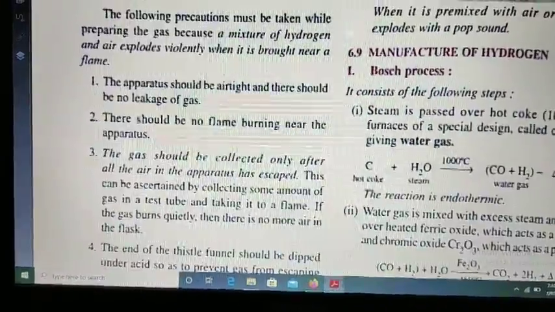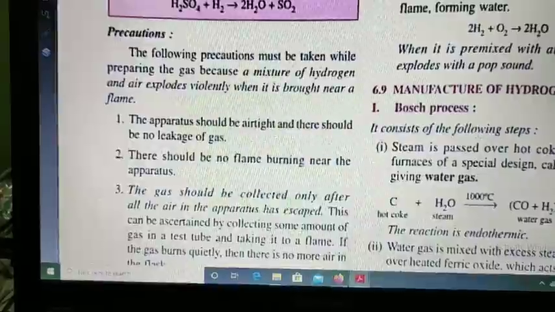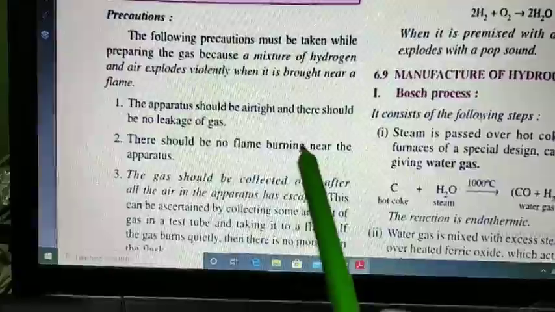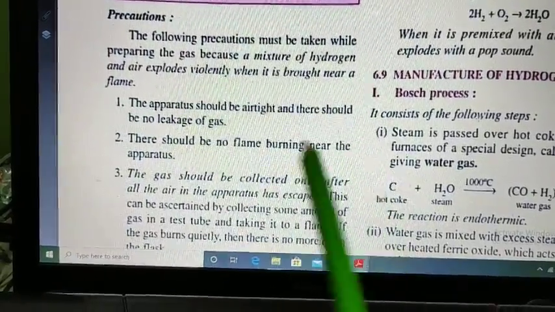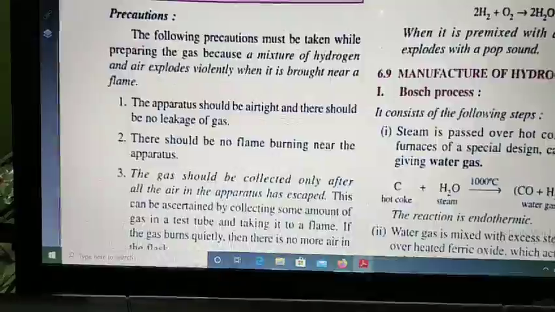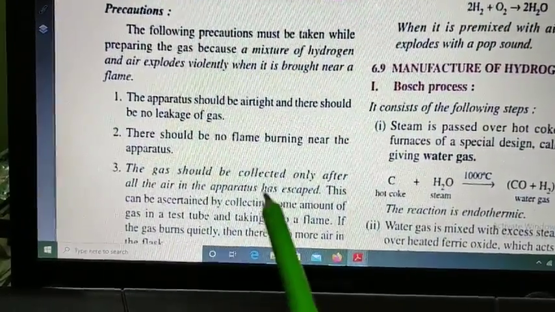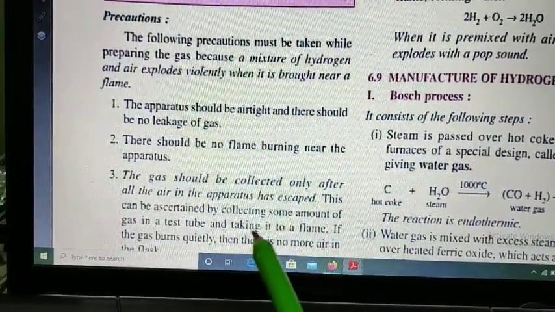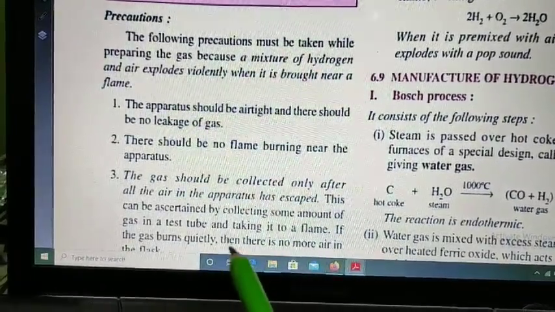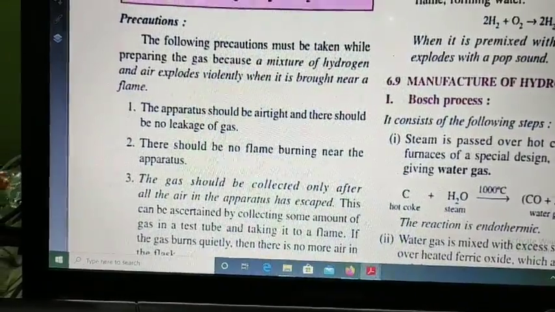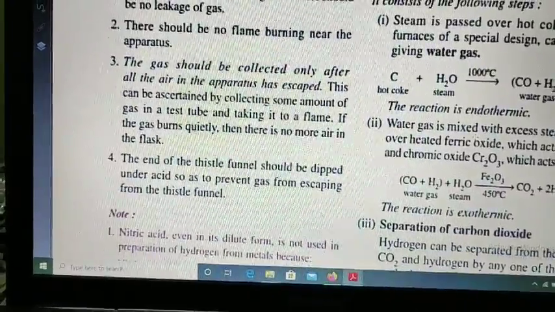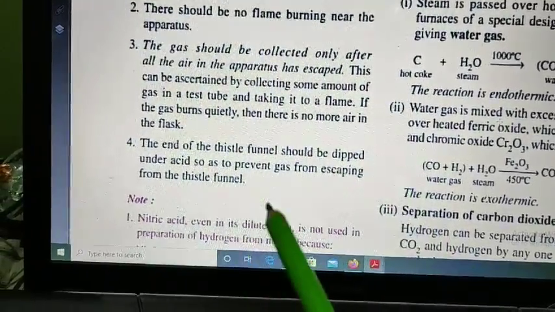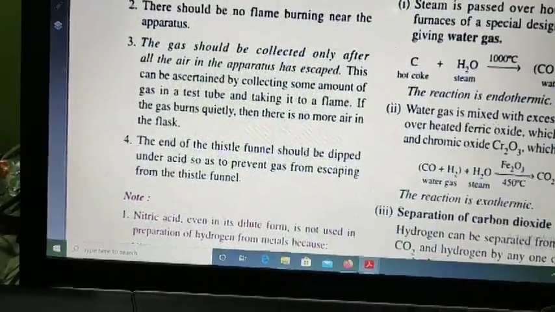Now the precautions that I mentioned in the last class. The precautions that need to be taken were: the apparatus should be airtight and there should be no leakage of gas. Number two, there should be no flame burning near the apparatus. The third point is the gas should be collected only after all the air in the apparatus has escaped. This can be ascertained by collecting some amount of gas in a test tube and taking it to a flame. If the gas burns quietly, then there is no air inside the flask. And the fourth precaution was the end of the thistle funnel should be dipped under acid so as to prevent gas from escaping from the thistle funnel.